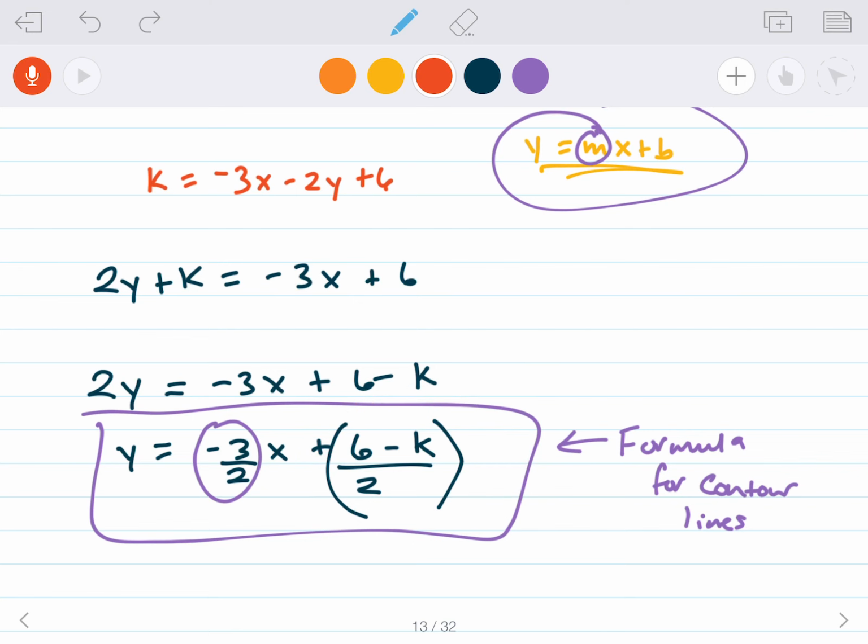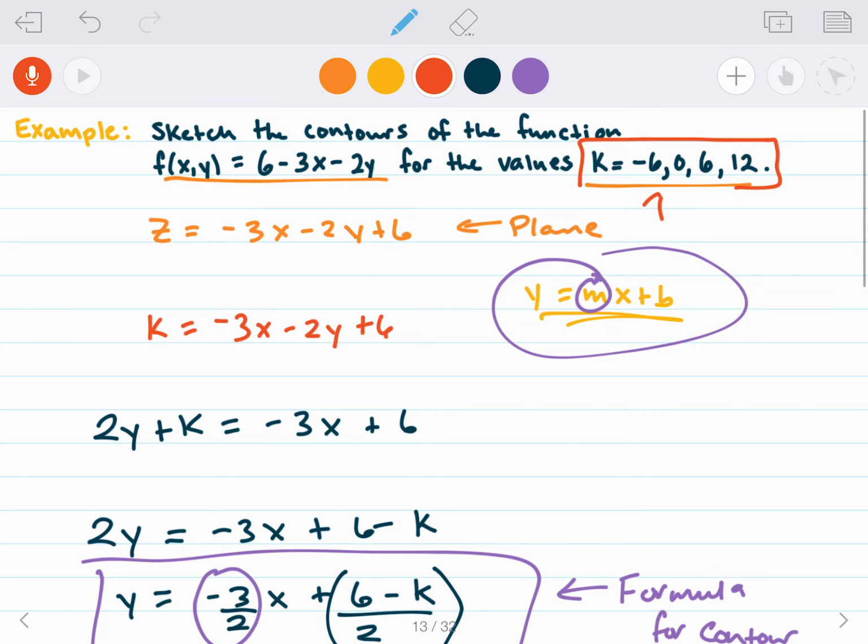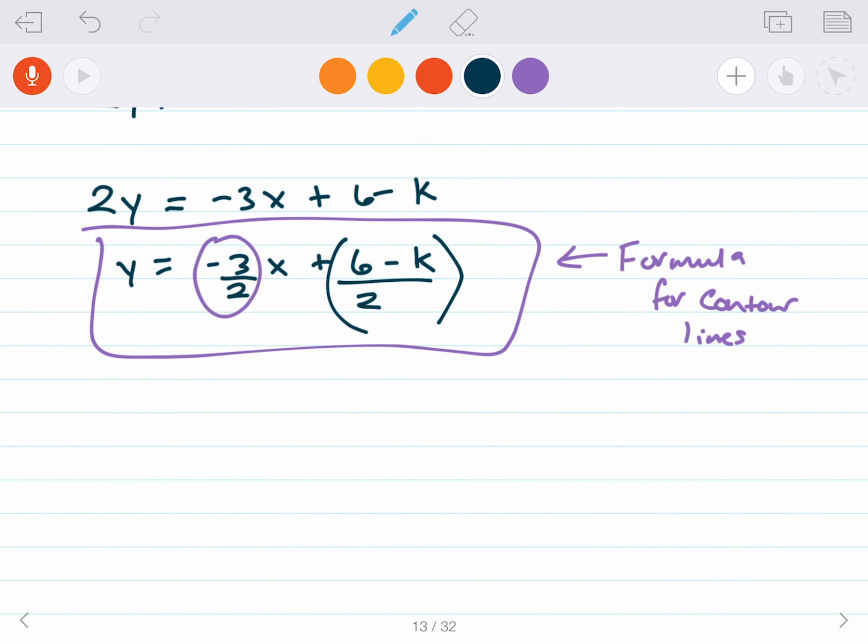Okay, so let's go ahead and look at these various values of k. So we have negative 6, 0, 6, and 12. So when k is equal to negative 6, our contour line is y equals negative 3 over 2 x. We're just subbing in k as negative 6.